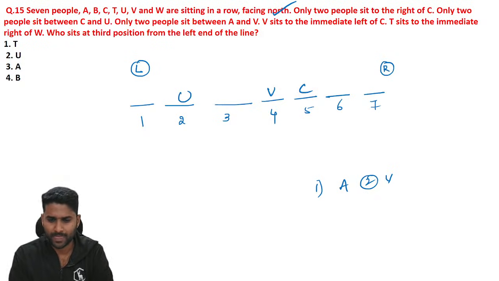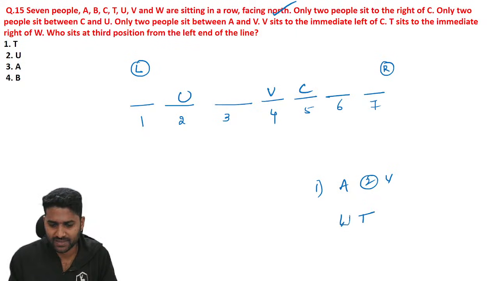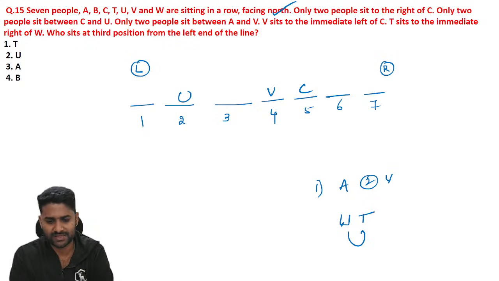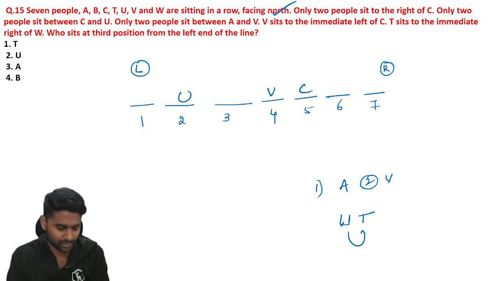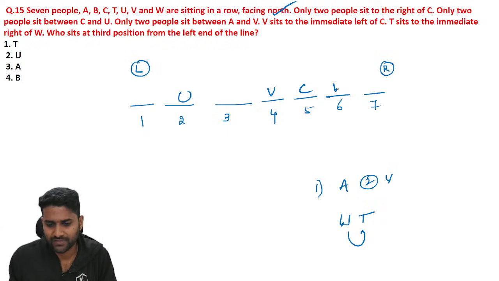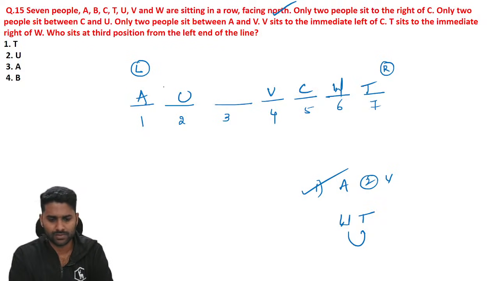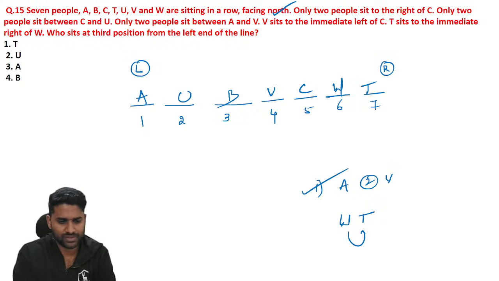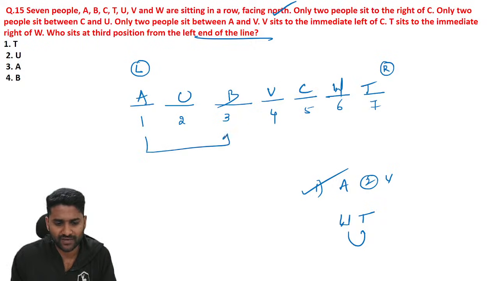T sits to the immediate right of W. T is immediate right of W. We need two places in consecutive positions. That you can see only in 6 and 7. So we can conclude that this is W and T, and fixing this data, A must be in first position. So we have one element left, B. So B is exactly in third position. Now the question says: who sits third from the left end of the line? So from the left end of the line, who sits third? B.